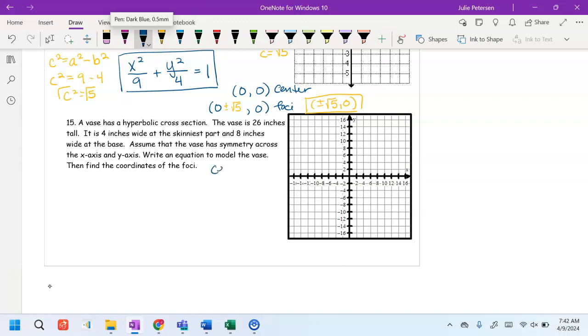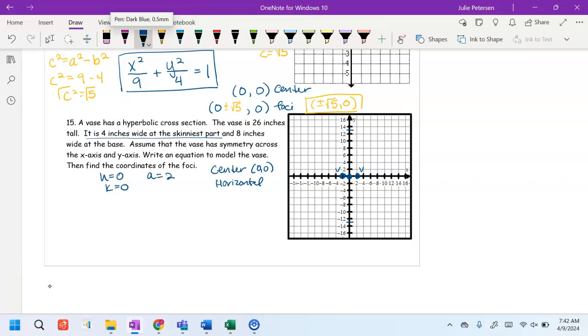So again, let's make our center at 0, 0. So I'm going to already say that h is 0 and k is 0. And then if the vase is 26 inches tall, then it goes up to 13 and down to negative 13. Then we're told that it's 4 inches wide at its skinniest part. So that's going to be here and here, right 2 and left 2. And those are our vertices. So if these are my vertices, now I know that this hyperbola is going to be horizontal. I also know that my a value is 2.